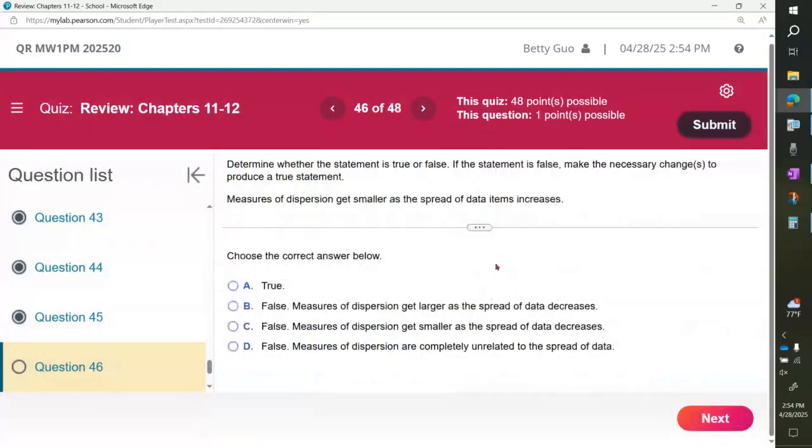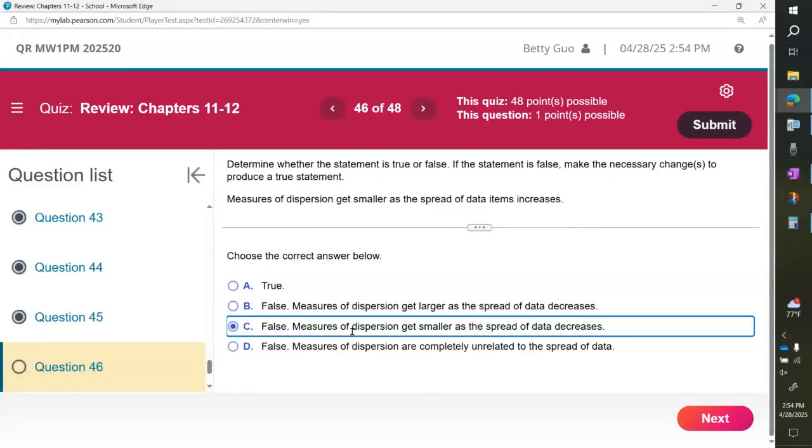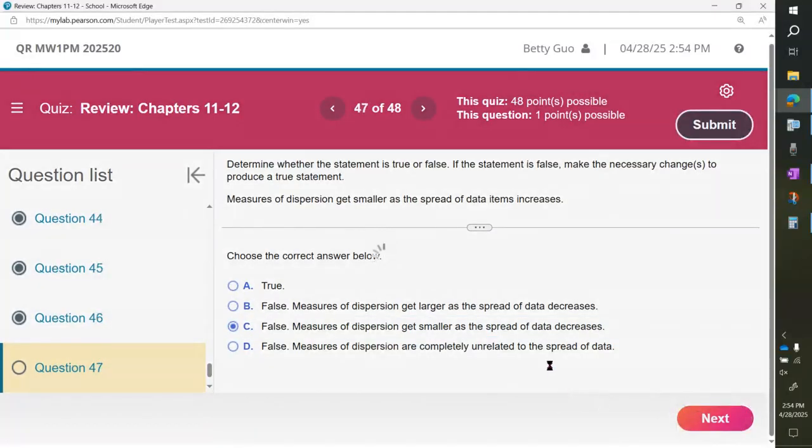46. Determine whether the statement is true or false. The statement says measures of dispersion get smaller as the spread of data items increases. That's false. It's the opposite. Measures of dispersion get larger as the spread of data decreases. Okay, that one is wrong. C. Measures of dispersion get smaller as the spread of data decreases. That's supposed to be the one.